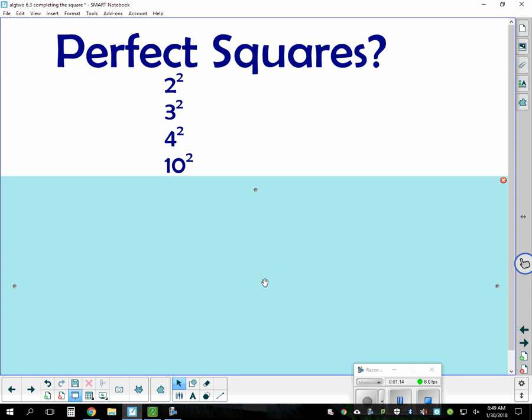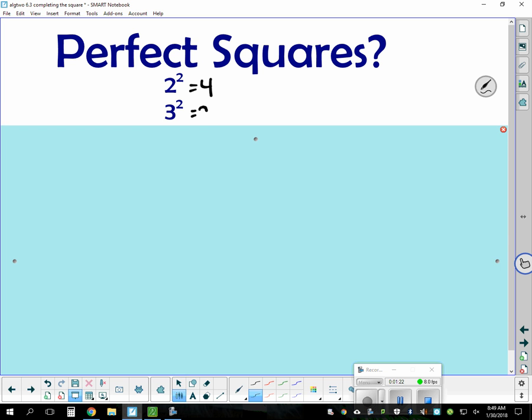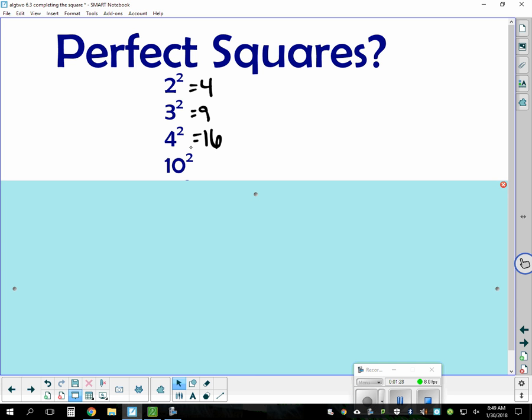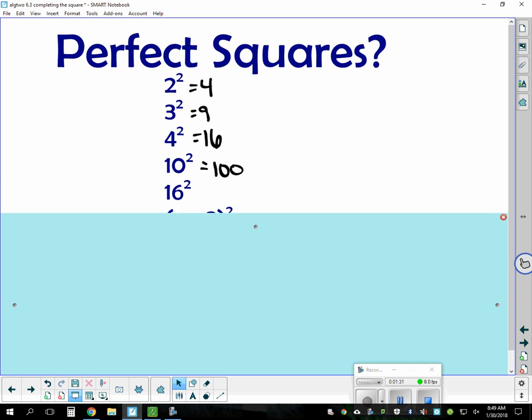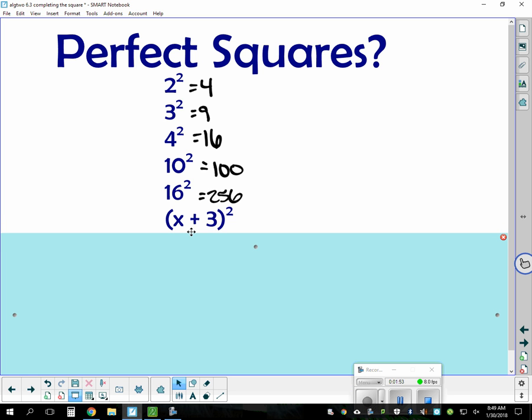All right, so first of all, we need to know what perfect squares are. So what is 2 squared? 4. So 4 is a perfect square because it's 2 squared. 3 squared? Sure. 4 squared. Oh, tricked you. It's 100. 16 squared? Well, if we don't know the answer, how could we find it? The calculator. 256.